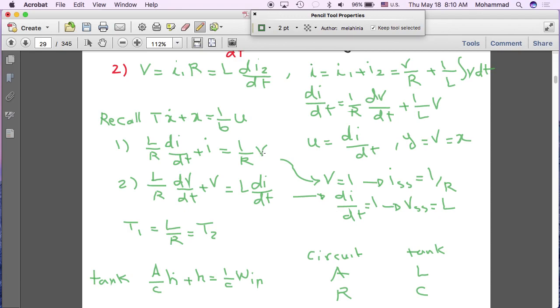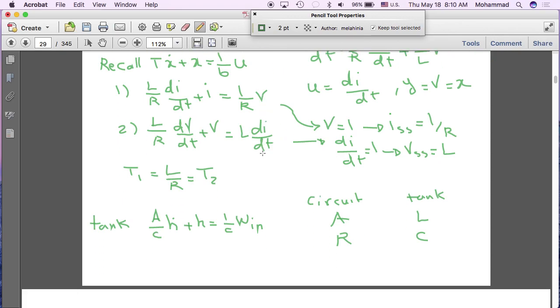Now from the second equation, again the same condition. We are saying the input, which is in this case di over dt, we discussed and decided di over dt is our input. So if that is equal to 1, what is the steady state value of the voltage? You do the same thing. You go to the right hand side and say the voltage at steady state no longer changes. Then V steady state is going to be equal to L because di over dt has a value.